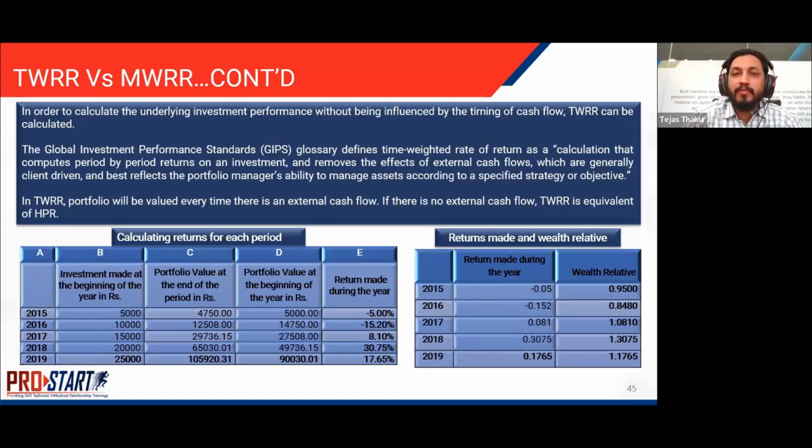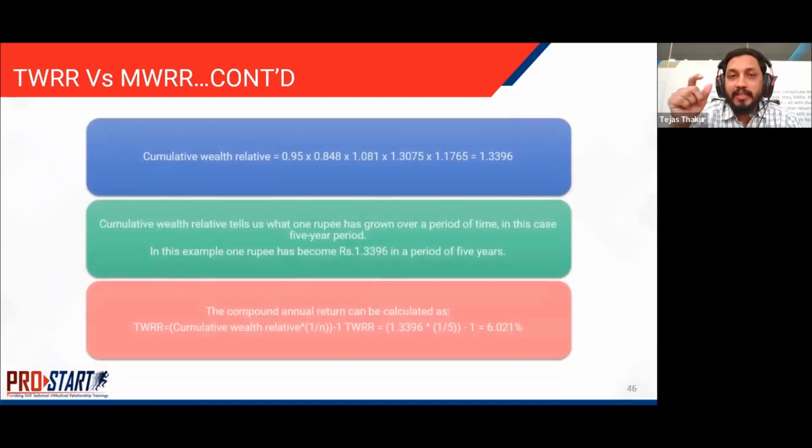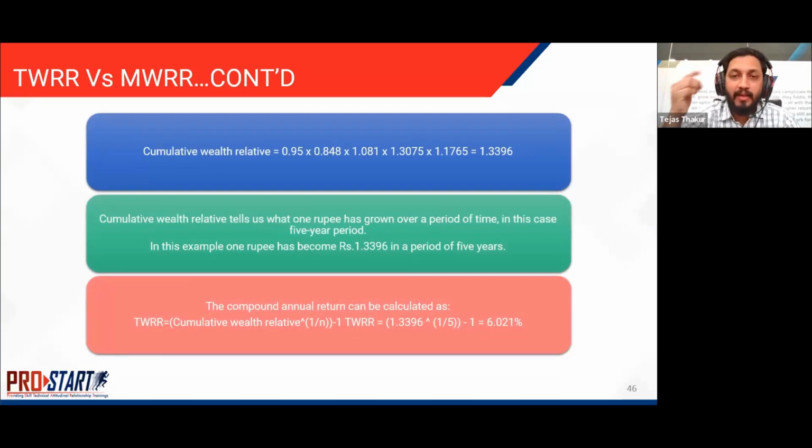Similarly, you do it for each year, and then you multiply all these wealth relatives. What you get is a cumulative wealth relative that a fund would have created. You minus 1 because that is your initial base value. And what you get is the returns that the investor would have created in that period, and you annualize it, you get a TWRR at an annualized rate, or the CAGR value of that. So for cumulative wealth, the first blue one is where you multiply all the wealth relatives and you get a value of 1.3396. The cumulative wealth relative tells us what 1 rupee would have grown to in that particular time period without any inflows and outflows.